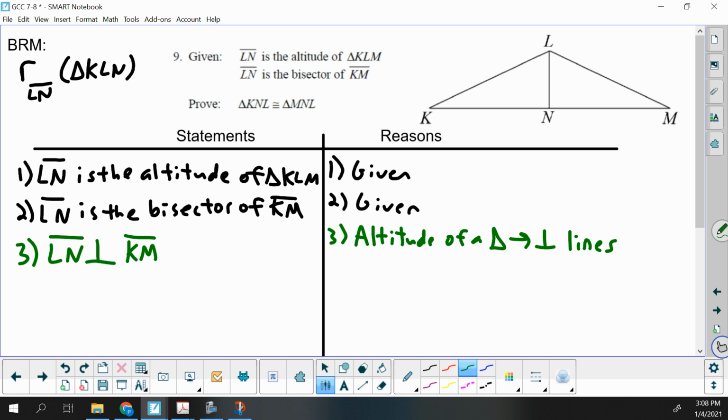So we've got perpendicular. So next reason we should talk about perpendicular lines. We know perpendicular lines imply right angles. And we're pointing at right angles, so we got to say which ones are right angles. Well, it's where LN and KM meet. So let's go ahead and number those, 1 and 2. You can say angle 1 and angle 2 to our right.